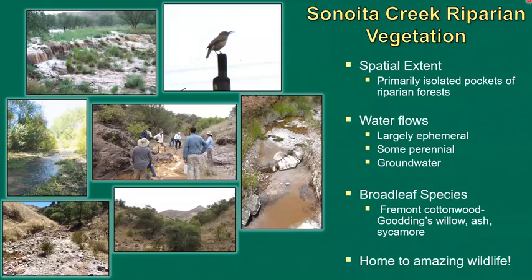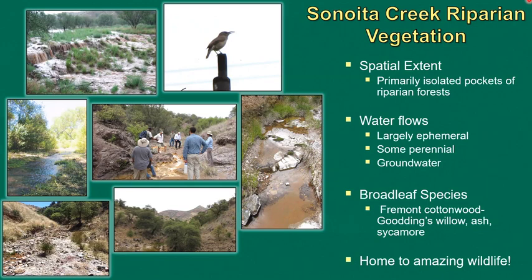Just for a quick characterization of the riparian vegetation within this watershed, it's primarily isolated pockets of riparian forest. It's not so much like the Santa Cruz or the San Pedro in the area, or even the Rio Grande or Gila riparian forest. Generally, it's isolated pockets, although there are some areas of continuous riparian forest, particularly southwest of the town of Patagonia, towards Patagonia Lake. The water flows are largely ephemeral.